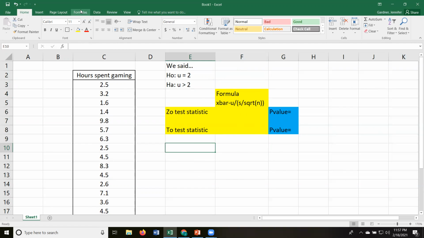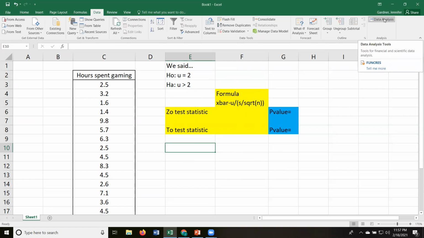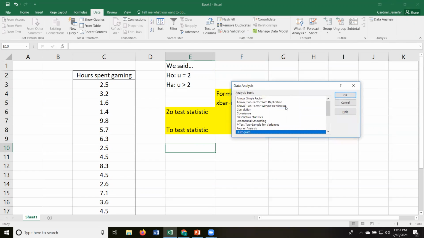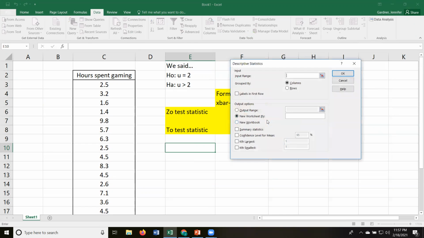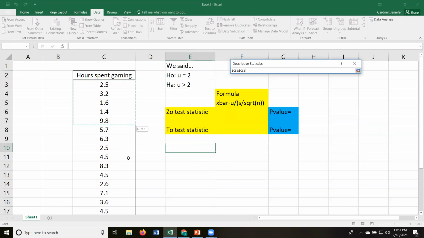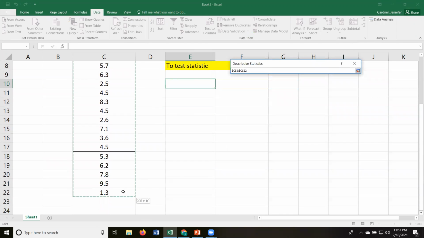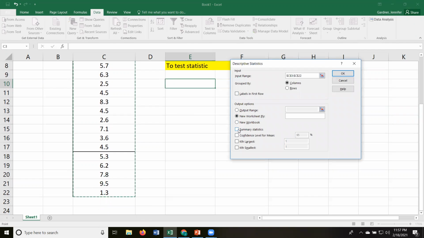So what I'm going to do is a descriptive statistics analysis in the data analysis. And if you don't know how to do this, I would go back to the descriptive statistics video that you'll find linked in our video description. So I'm going to go here to data analysis. I'm going to do descriptive statistics, input range here. Just click and drag to select that.